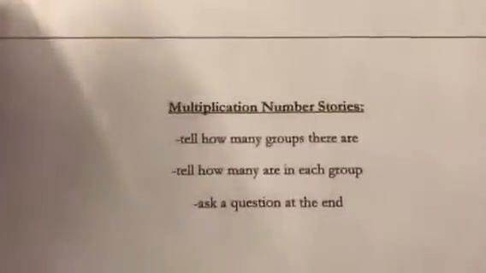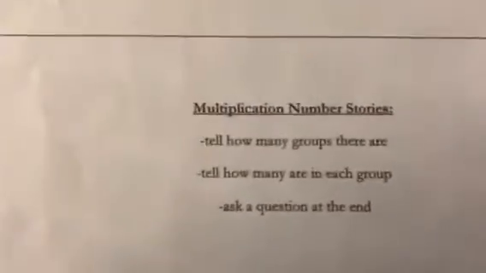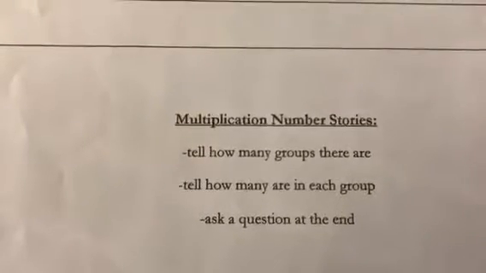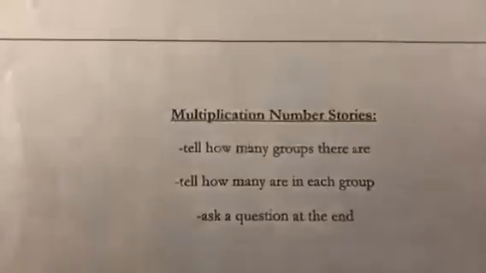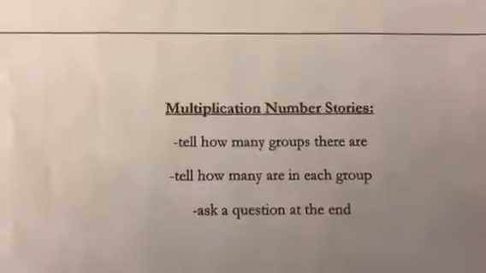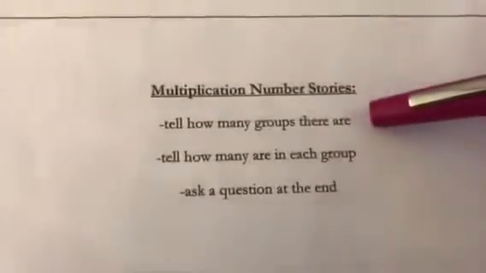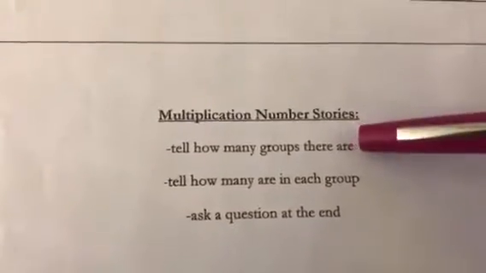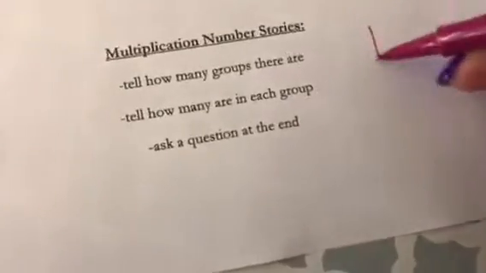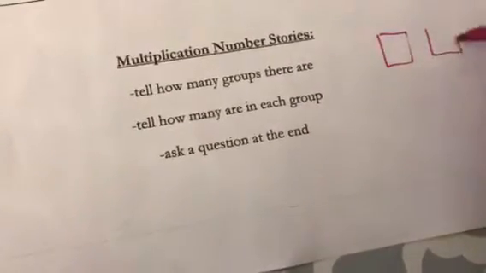So, something we worked on that multiplication number stories need to have is that it needs to tell how many groups there are, how many are in each group, and then it asks a question at the end. So, we might say something like, how many groups? There were 3 pencil boxes. So that's telling us how many groups. And maybe that would look something like this. 3 groups.